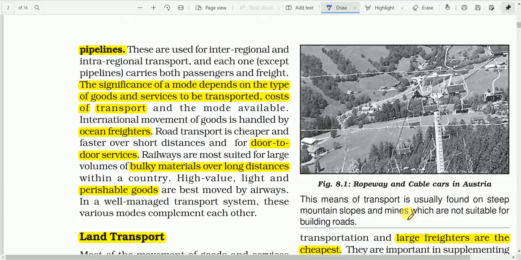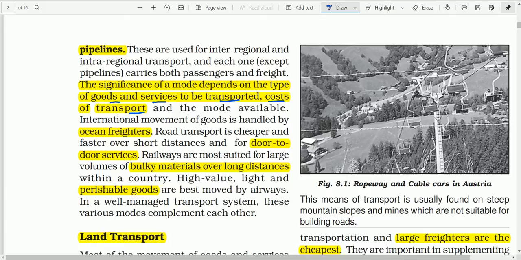So the significance of a mode of transport depends on the type of goods and the services to be transported, the cost of transport, and the mode available. The importance of a mode of transportation depends on the types of goods and services to be transported, the cost of the transport, and the mode available in one place.